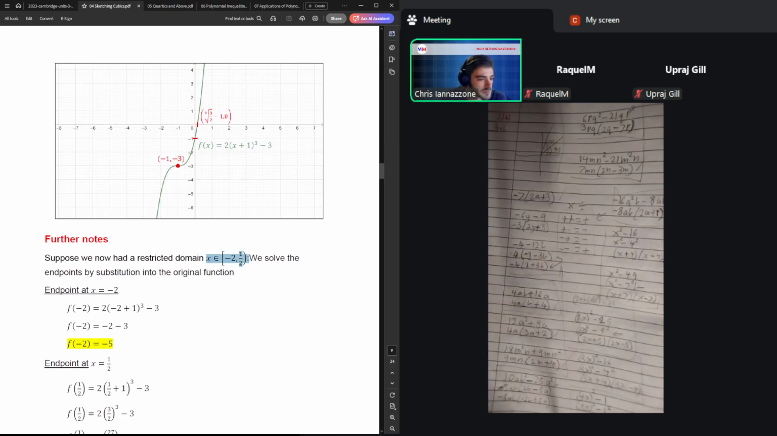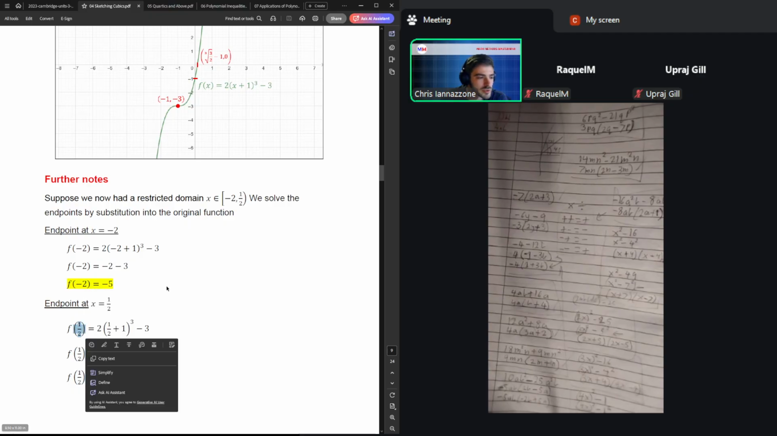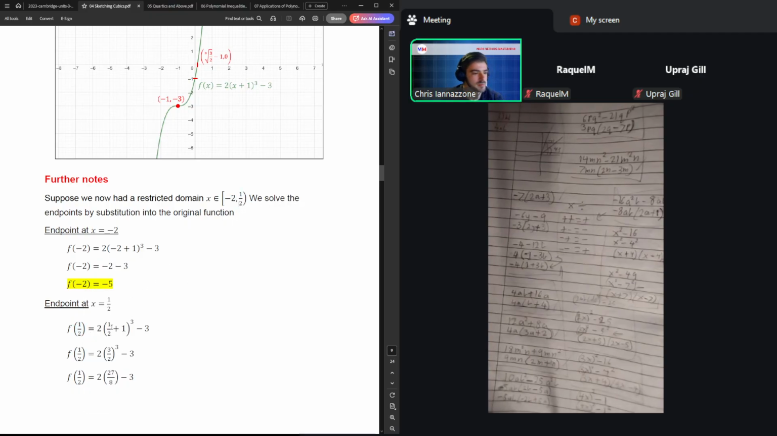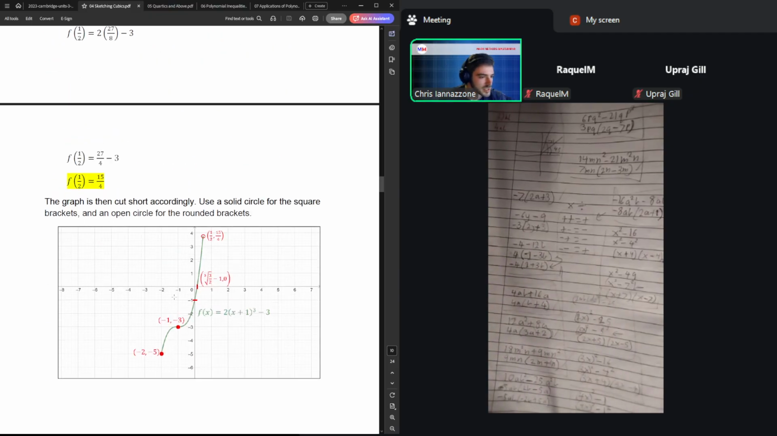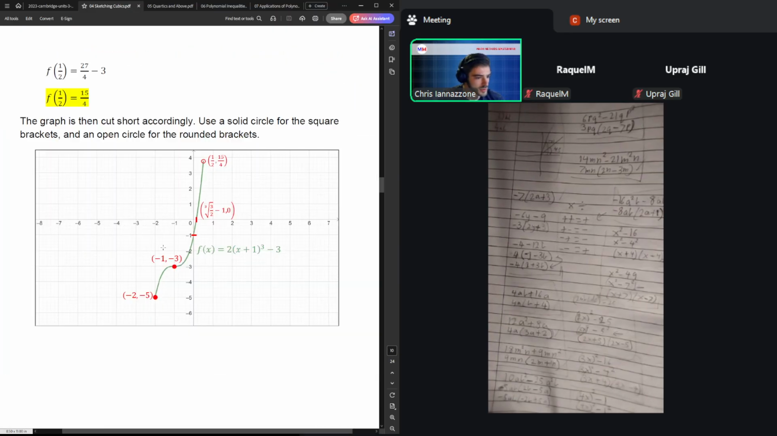If we pretend that we had a restriction, so in this case from negative to inclusive to a half non-inclusive, we're just going to do the same thing we always do, which is sub in those endpoints and therefore get the corresponding y values so that we can finally just dot those out, making sure that we are using the correct dots here. So closed circle for inclusive, open circle for exclusive.